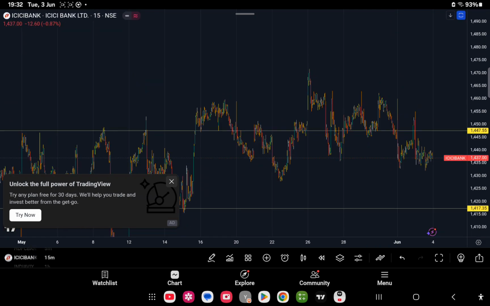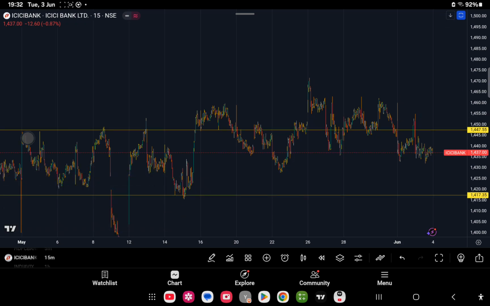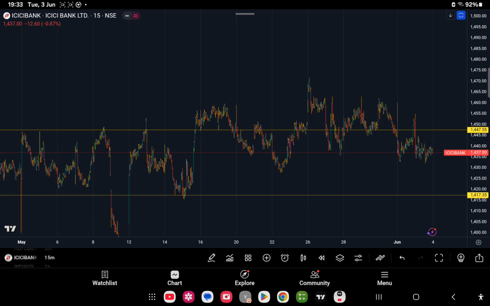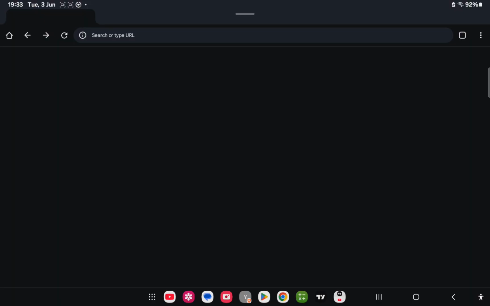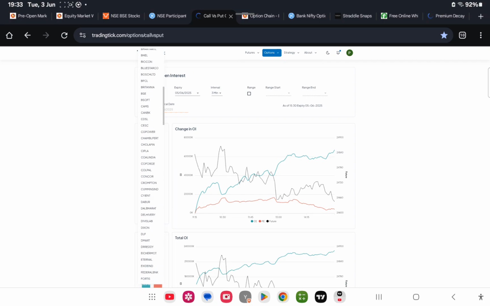ICICI is the same, but it is in the trending zone. Okay, so it is in a parallel channel. You see, connecting these dots and connecting these dots, it might go up, do a breakout or maybe a breakdown. That depends upon the OI. We will check the OI. So I'll start with the TradingView OI. I'll take Reliance first.